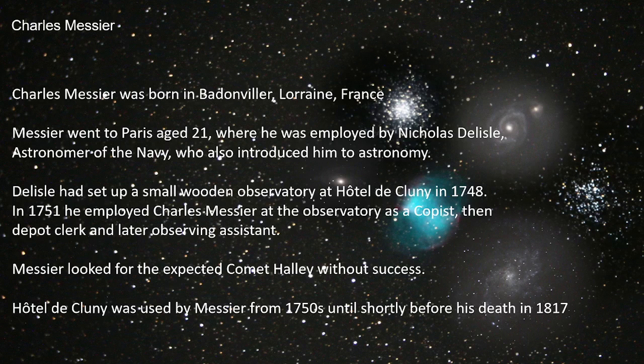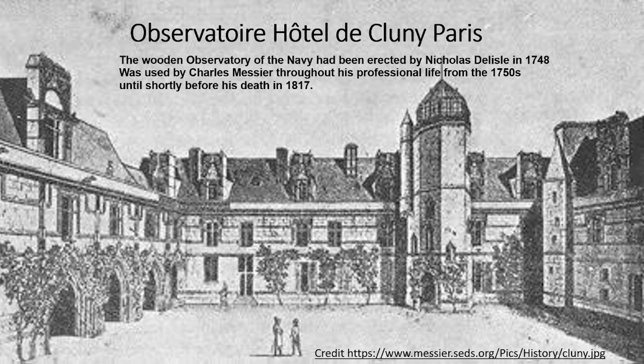So Charles Messier observed from that observatory for all of his life, basically. And I know it's in the middle of Paris now, it's hard to believe that you could see anything, but all that time ago, with no light pollution, it was fine. Next slide. Yes, this is the Hôtel de Cluny, and the observatory is on top of that tower, so it's a wooden structure. It doesn't actually mention anywhere what this telescope's like.